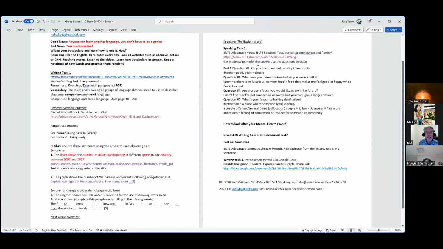Okay, so I'm going to ask each of you the same question. I want you to give me an answer that is 2 or 3 sentences long. So these are all speaking part 1 questions. They need to be 2 or 3 sentences long, not any longer and not any shorter. So, Kwang Ming, I'm going to start with you. Do you like to eat out or stay in and cook?